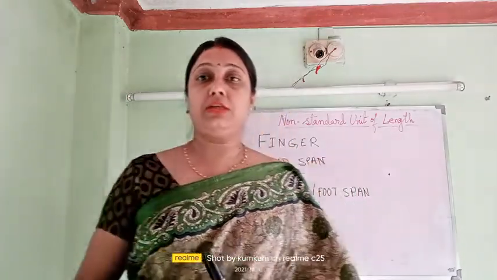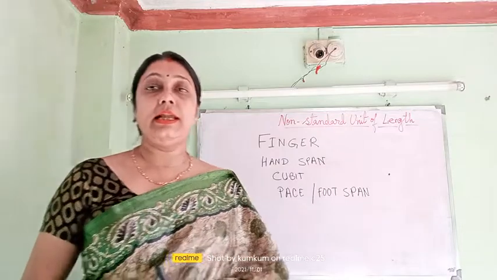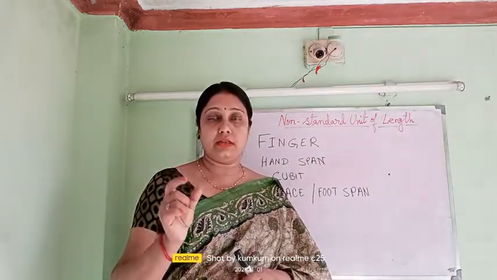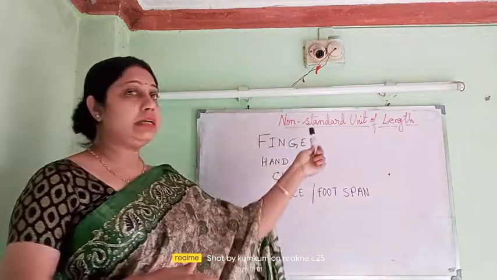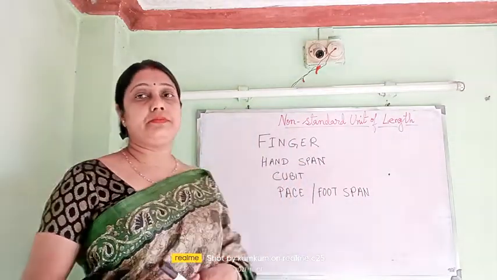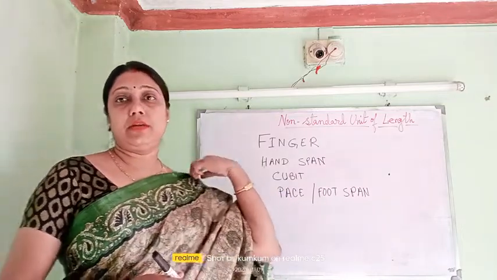Now we measure through our index finger. So whenever we measure small things like chalk, eraser, sharpener, they are small, we can measure through the non-standard unit like finger. More than that, bigger. Now hand span.